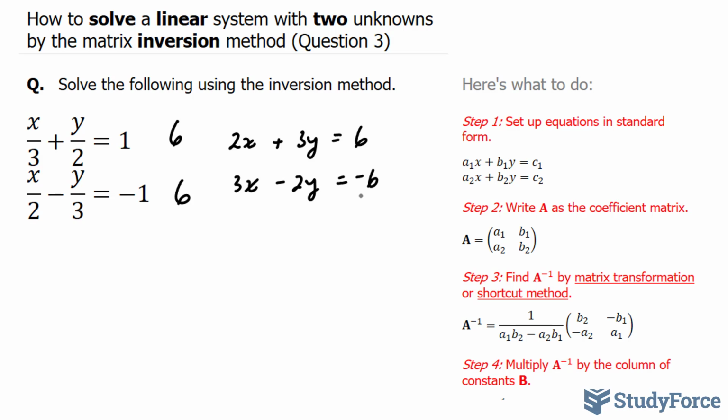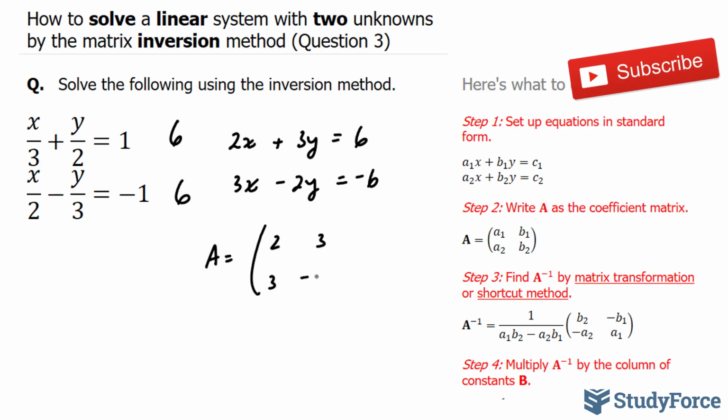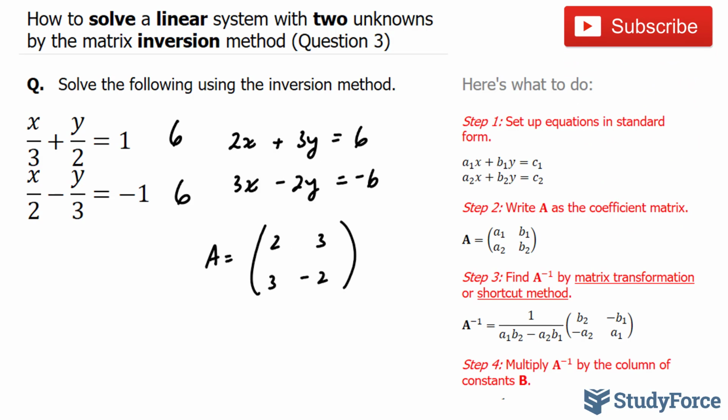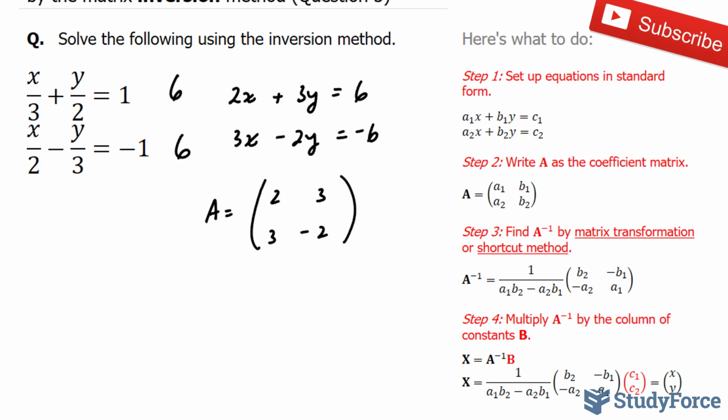Now we can start with step 1, which says set up the equation in standard form. It's already in standard form. The terms are all on one side and the constants are on the other. Step number 2 is to create A as the coefficient matrix. So A is equal to 2, 3, 3, and negative 2. Step 3 is to find A inverse by either transformation or the shortcut method. I choose the shortcut method.